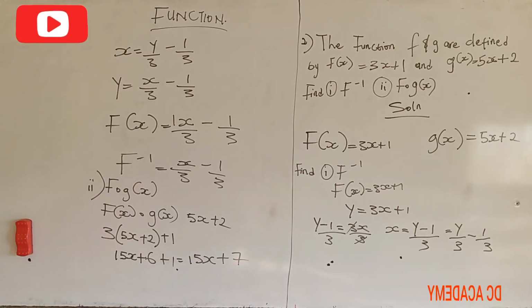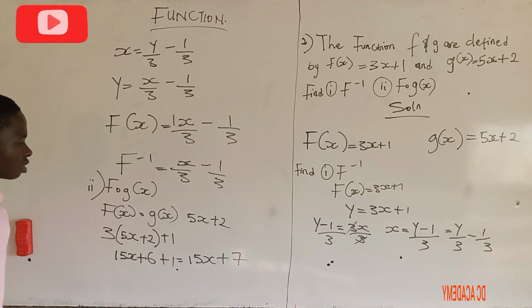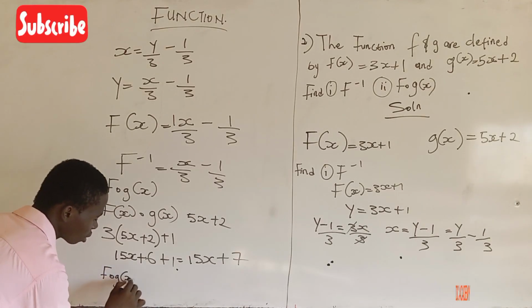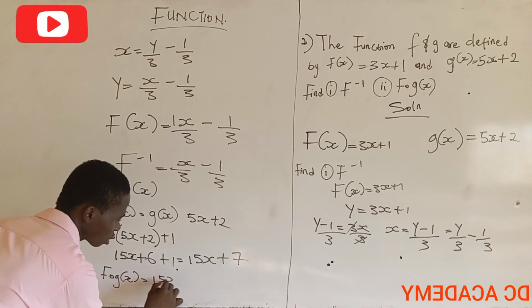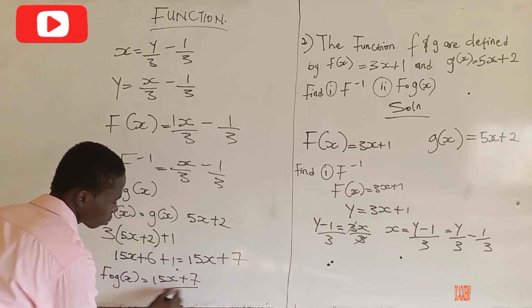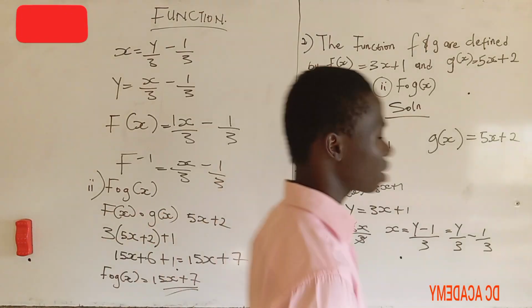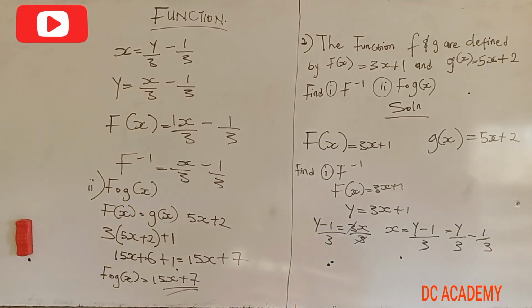So that gives us our answer: f dot g is equal to 15x plus 7. And this is our answer. I feel it's more simple this way. So, this is our answer.